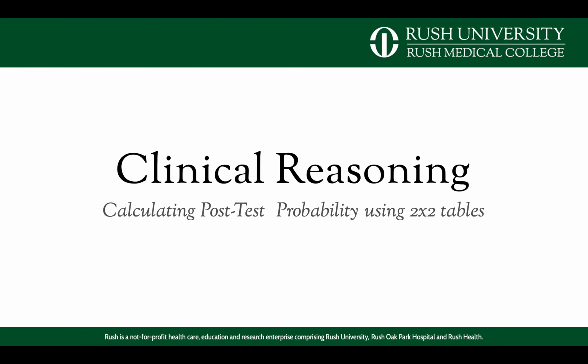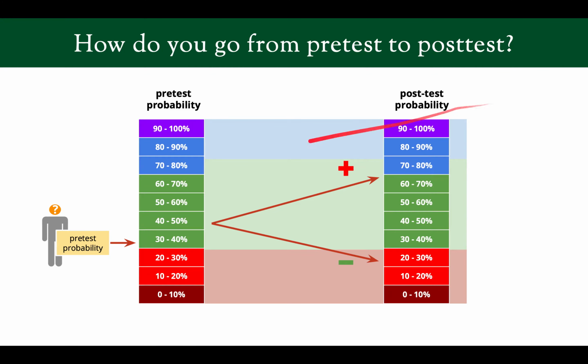Okay, so now in this video, we're going to talk about clinical reasoning, and we're going to calculate post-test probability, this time using 2x2 tables. And we're going to start with our pre-test probability, as we usually do. And then, if we get a positive test, we know that raises the probability, and if we get a negative test, it's going to lower the probability of that disease. And how much it raises or lowers it depends on characteristics of the test, like the sensitivity and specificity.